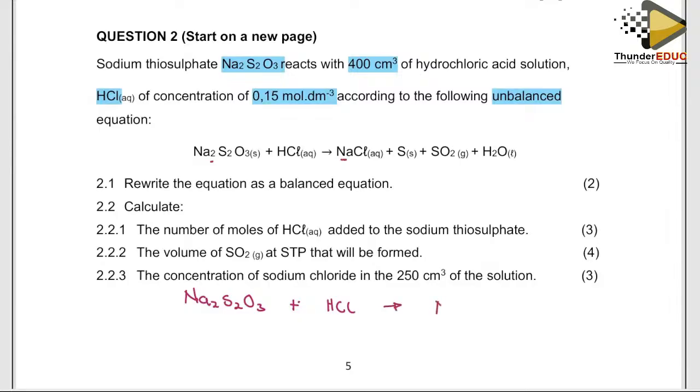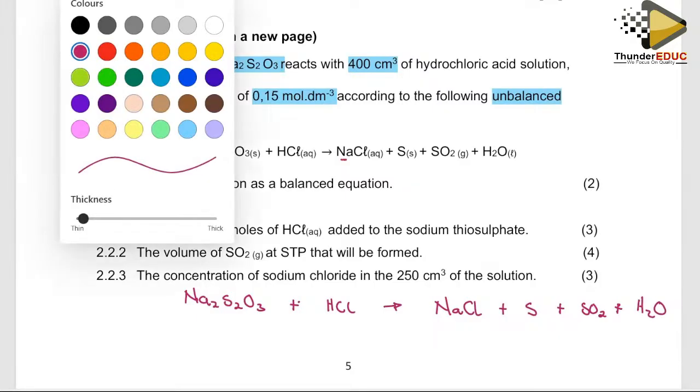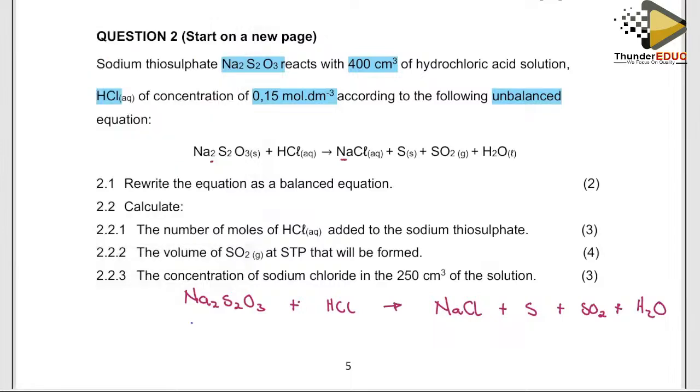So I'm going to space there, and then NaCl, then plus my sulfur, then plus my SO2, but the last one is going to be plus H2O, like that. Okay, so now let's look at our sodium there. If we look at our sodium on our left there, we're having two of them, but on my right there, I'm only having one.